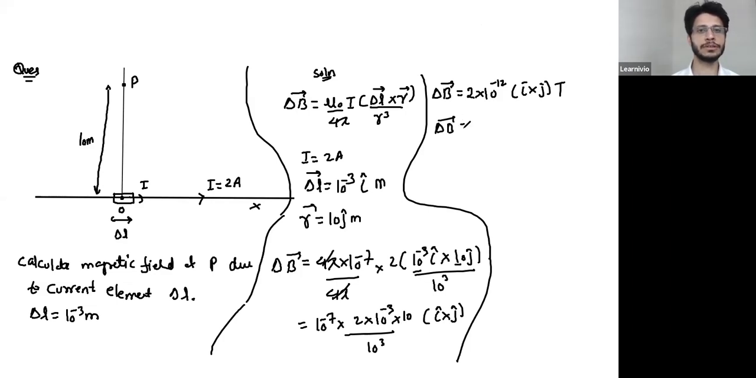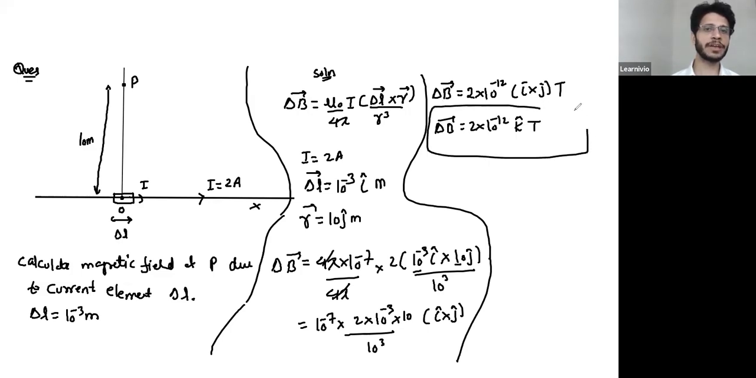Delta B is 2 into 10 raised to the power minus 2 K cap. So what is K cap? K cap means along Z axis. Z axis means outwards, positive Z axis. Okay, apply right hand thumb rule here. This is the direction of current, this is the point. Outwards, very good.